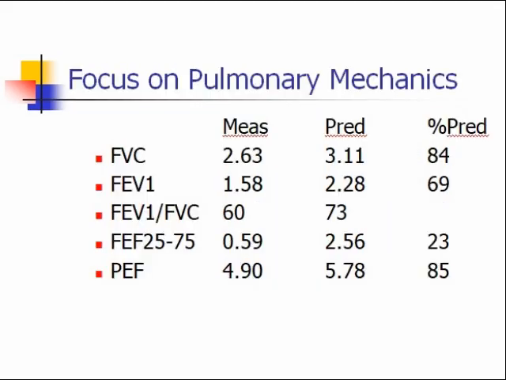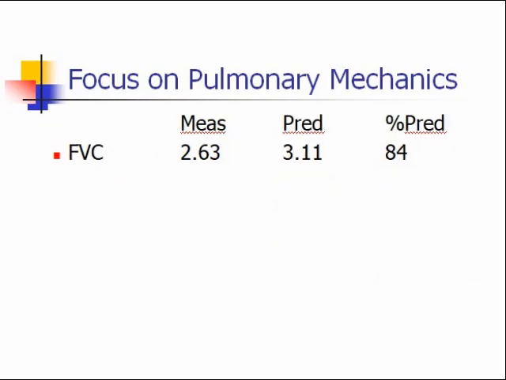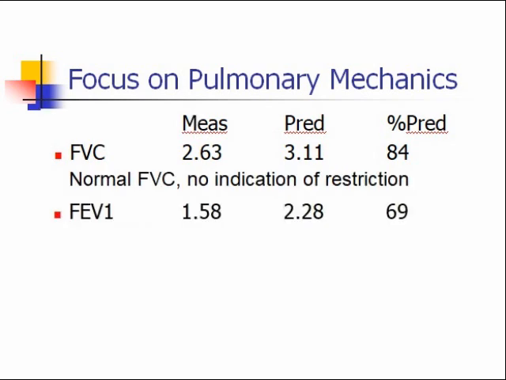Let's focus first on the pulmonary mechanics, all of those flow measurements. The first one we're going to look at is the forced vital capacity. Now, what you know about forced vital capacity, what you've learned about percent predicted, make your estimates of what this is telling us. That really wasn't so hard. Forced vital capacity at 84% of predicted, that's within the normal range. And so this does not indicate any restriction, not by the FVC at least.